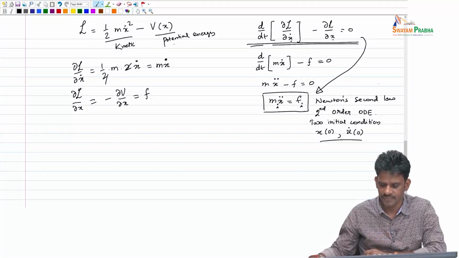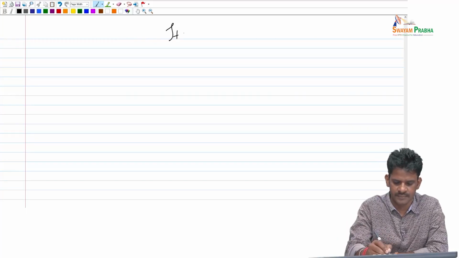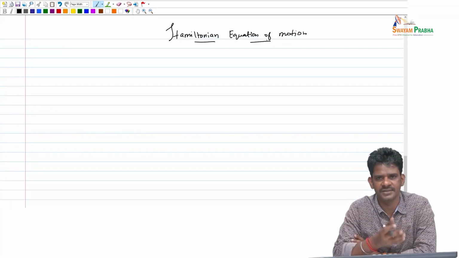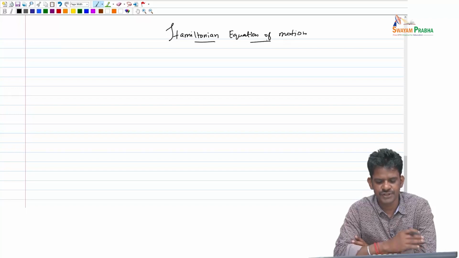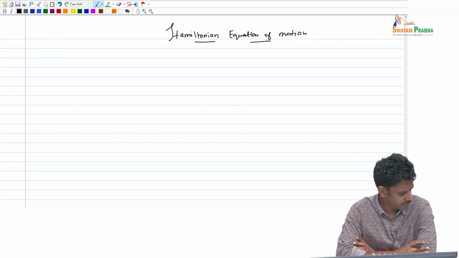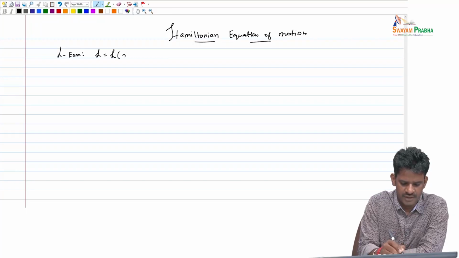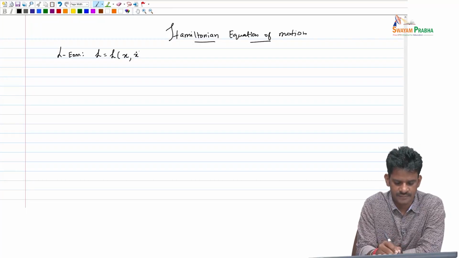So, there is another equation of motion which we call the Hamiltonian equation of motion. Again, to show this Hamiltonian equation of motion, we take the same example of a single particle in a one dimensional problem, and then show the relationship between Hamiltonian equation of motion and Lagrangian equation of motion. So, first the Lagrangian equation of motion, we said this Lagrangian is a function of position x and x dot.